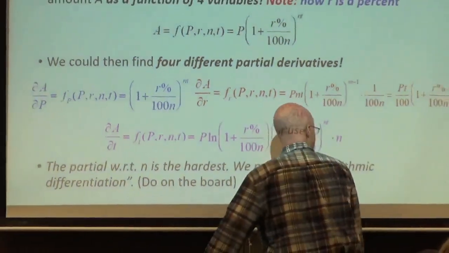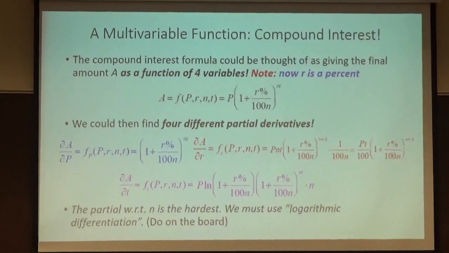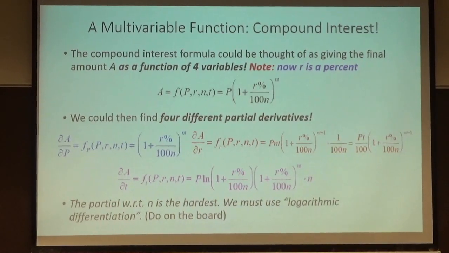Partial with respect to n again is the hardest. You have to use logarithmic differentiation. Now we did that last time. I made some mistakes as I was doing it. I did fix the mistakes in the video by putting the notes at the top of the video.